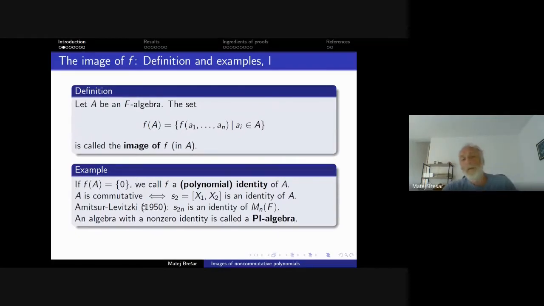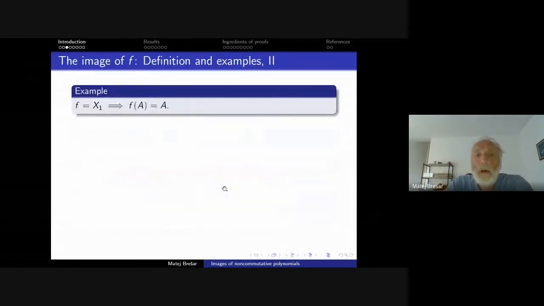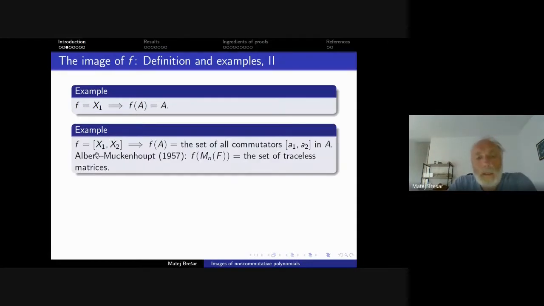Any algebra that has a non-zero identity is called a PI algebra. So matrices are examples, but so are all finite dimensional algebras, as can be easily shown. The next example is some sort of the other extreme, when the image is very big. In this trivial example, obviously the image is the whole algebra. And now an example in between.